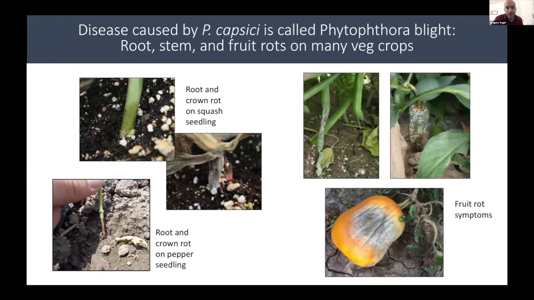So the disease that's caused by Phytophthora capsici is known as Phytophthora blight. It affects a variety of vegetable crops, including solanaceous species, cucurbits, and legumes. It causes different disease symptoms based on the plant part that's infected. So on the left side of the screen, I'm showing what's known as root and crown rot. On the upper left, there's a squash seedling, and on the lower left, I'm showing the symptoms on a pepper seedling. And it also causes a fruit rot, which you can see on the right on snap bean, pepper, and pumpkin.